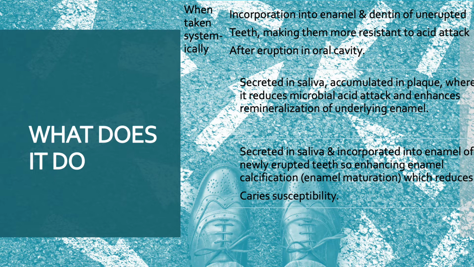Then the third thing that it does is when it's secreted in the saliva, it's even incorporated into the enamel of the newly erupted teeth. That means the teeth that have just erupted in the oral cavity, and it enhances their enamel calcification. That's also called enamel maturation. So that also reduces the caries susceptibility of the newly erupted teeth. So these are the three ways in which fluoride actually works when taken systemically.